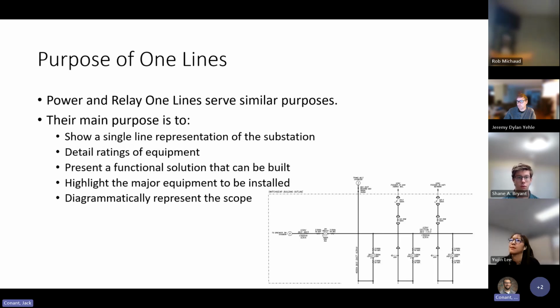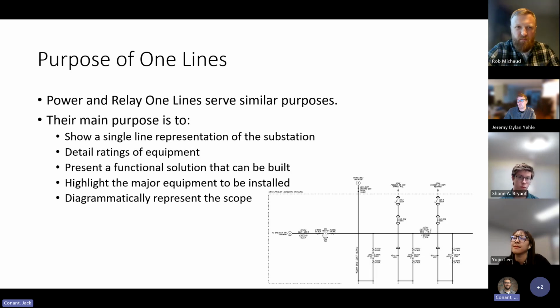The purpose of one lines, they do both serve similar purposes. Again, the power one line kind of just serves as the blueprint for the physical configuration, and the relay one line, more or less, serves as the blueprint for the protection configuration, right? I guess our bullets here say their main purpose is to show a single line representation of the substation, detail ratings of equipment, like I mentioned, presenting a functional solution that can be built.